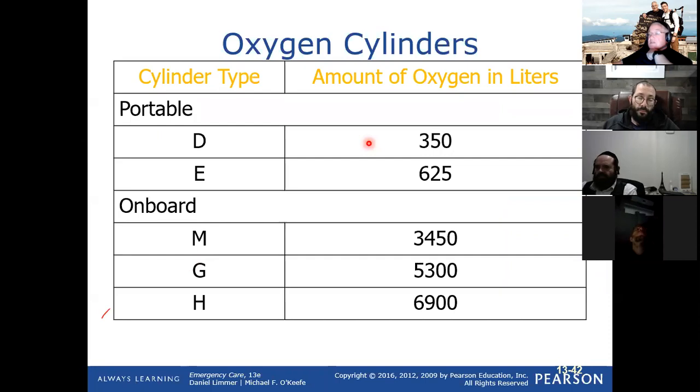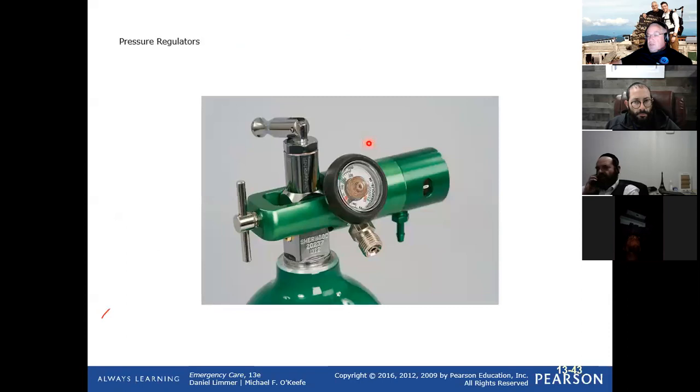An E tank is about the same diameter as a D tank, but it's taller, okay? So that's all that is. And then the onboard tanks in the compartment in the ambulance, that stay there, are much larger. They usually require a dolly type of device to lift them in place because they're so heavy. Nowadays there are H tanks that are huge, where you actually have a hoist to lift them in, and they obviously have much more oxygen in them.